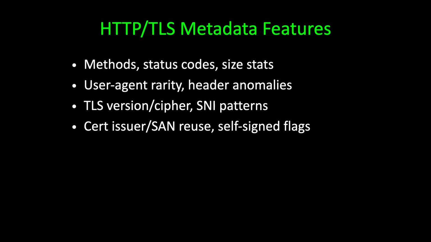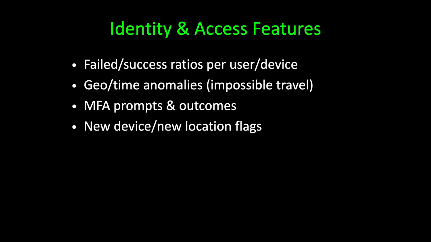Rarity and reuse patterns are powerful. A certificate issue that suddenly appears across dozens of new destinations contacted by only a handful of hosts could be an early warning. Identity features model how legitimate users behave, track failed to successful login ratios, and user and device tracking across Windows.